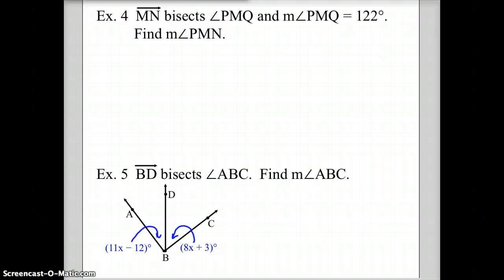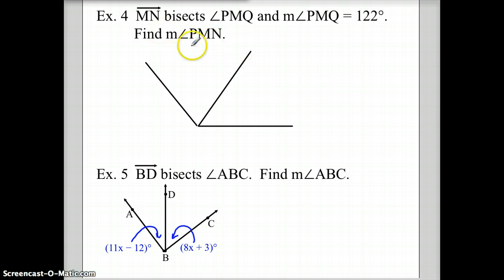Line segment MN bisects angle PMQ, and angle PMQ equals 122 degrees. And we need to find angle PMN. Find the measure of that angle. So let's see. M is in the center for all of these, so I'm going to label my vertex M. MN bisects, so this is going to be ray MN here. So let's see. That means one of these is P and one of these is Q.